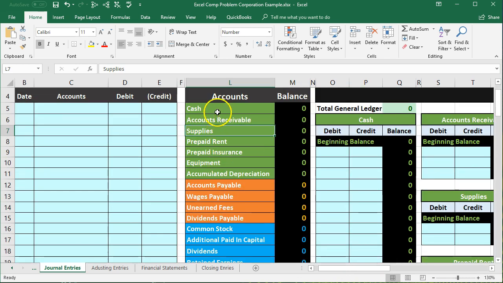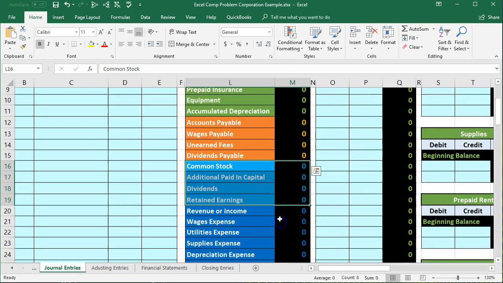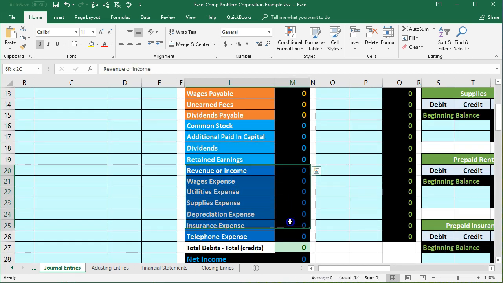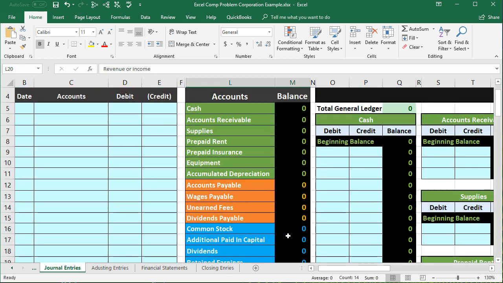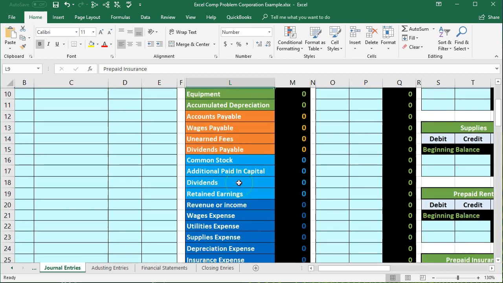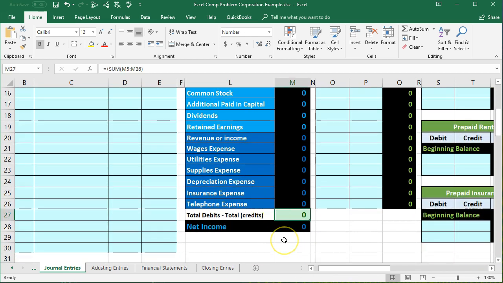If we look at our trial balance, we see that we have kind of a chart of accounts, which is always in order. We have the assets in green, the liabilities in orange, the equity in light blue, and the income statement, revenue and expenses, in the dark blue. We're going to represent the debits with positive numbers, credits with negative numbers, that allowing us then to see that this green 0 will easily show us that we are in balance as we go.